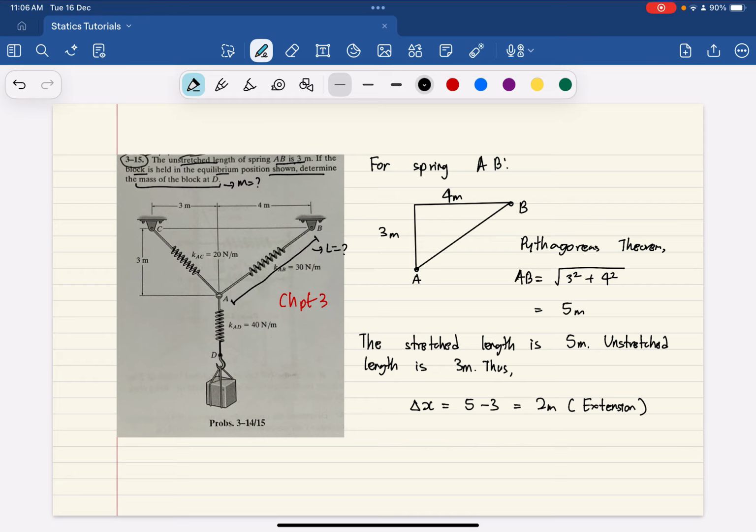So therefore, force by spring AB is equal to what? So FAB is equal to K delta X. Our K is 30 and our delta X is 2, so it becomes 60 newtons.